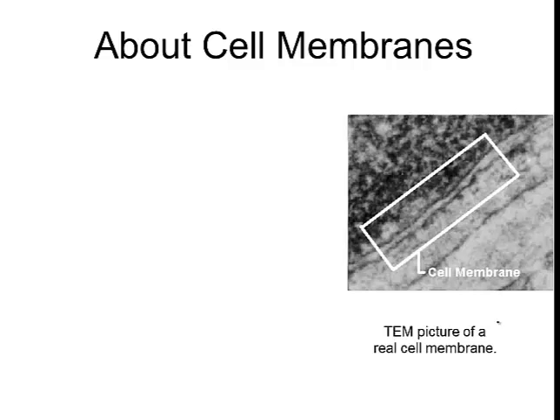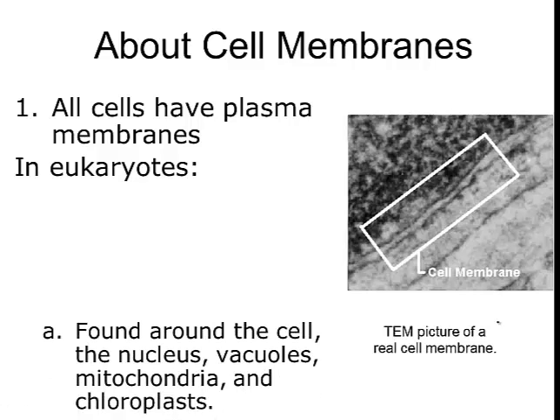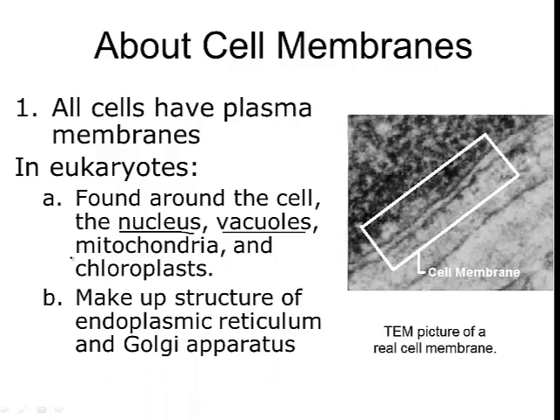So we're going to start off by taking a look at cell membranes in general. So remember, all cells have plasma membranes around the outside. Every single cell that exists, whether it's prokaryotic or eukaryotic, has a cell membrane that goes around the outside of the cell. But in eukaryotes, those cell membranes can go even further in. So not only are they around the outside of the cell, they're also surrounding the nucleus. They're surrounding the vacuoles, and they also make up the structures of a lot of different parts of our cells.